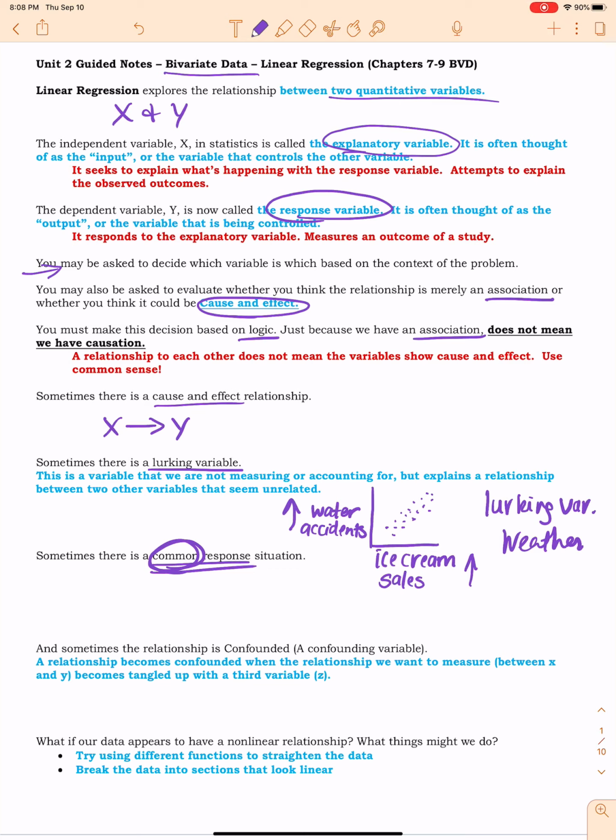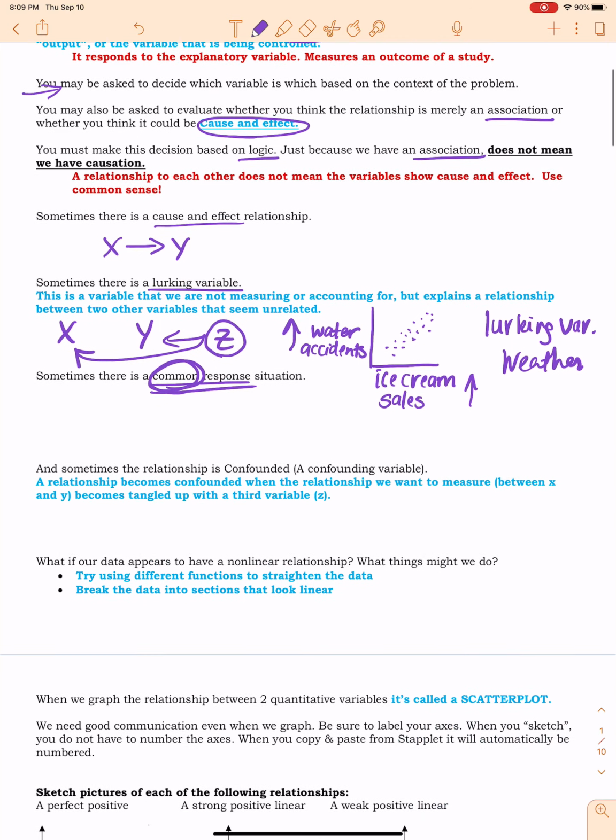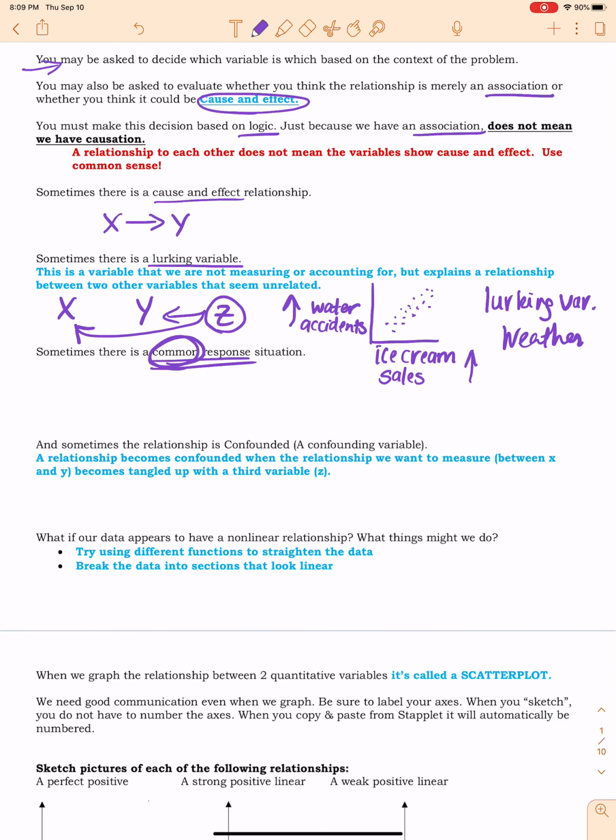So in other words, you have your variable x and you have your variable y, and they're both changing, but it's not because of each other. It's not because of x and y. It's because of something else. So z, this other variable out here, is acting on y, and it's acting on x to make it look like they're doing something, but they're not.